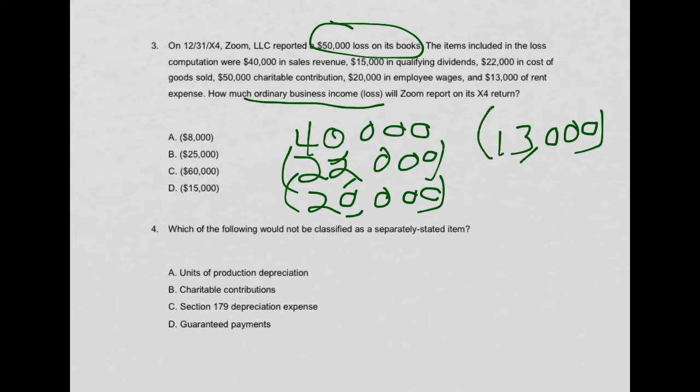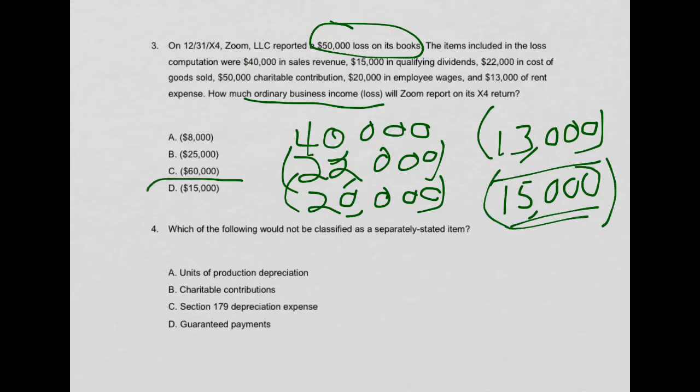So let's do the math. 42 from 40 is 2,000, plus 13. Looks like it's going to net to a $15,000 loss. That's one of the choices, is it? And it is, it's D, and it's the correct answer.